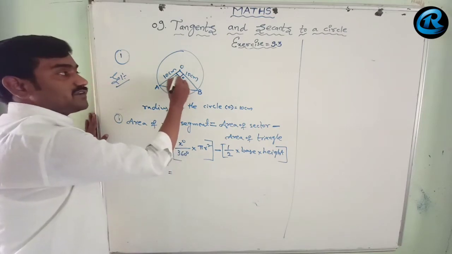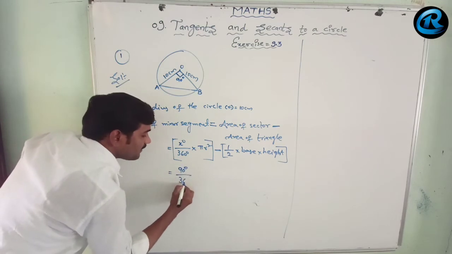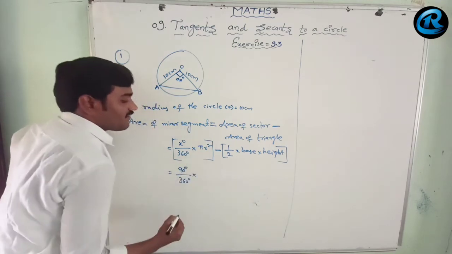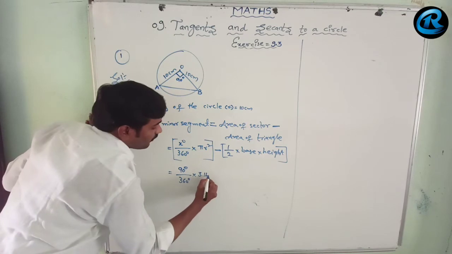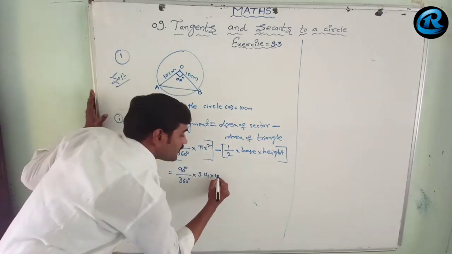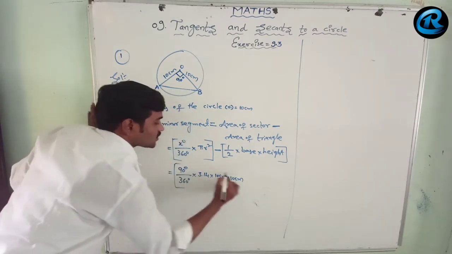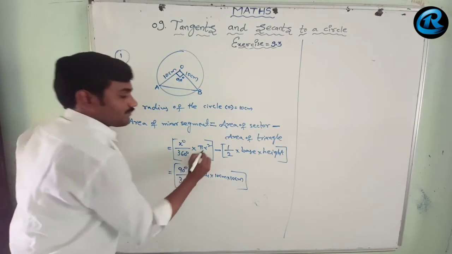x degrees is the angle which is subtended between the two radii, that is 90 degrees. 90 degrees by 360 degrees into pi value, that is 3.14, into r, the radius, that is 10 centimeter into 10 centimeters, because this is pi r square.